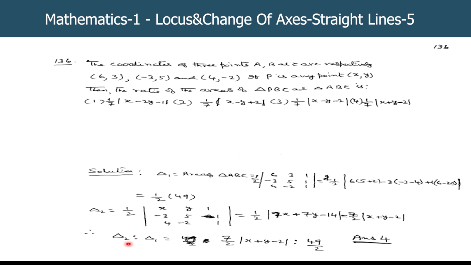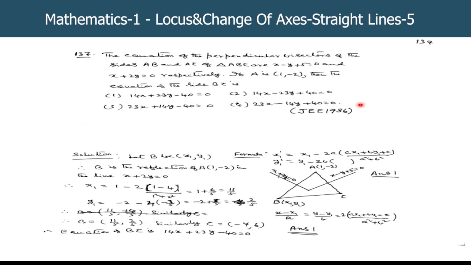So, you require delta 2 is to delta 1, which is 7 by 2 into mod x plus y minus 2 is to 49 by 2. So, therefore, 2 will cancel, 7 will cancel. So, you will get mod x plus y minus 2 is to 7. So, the correct option is option number 4.